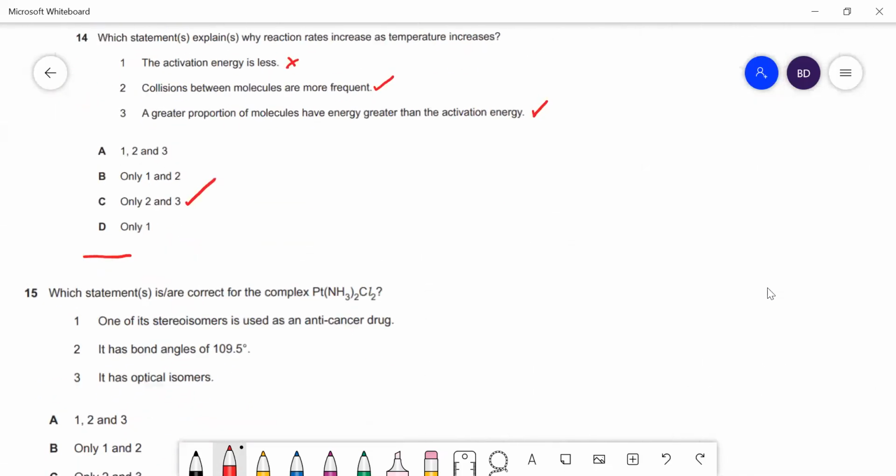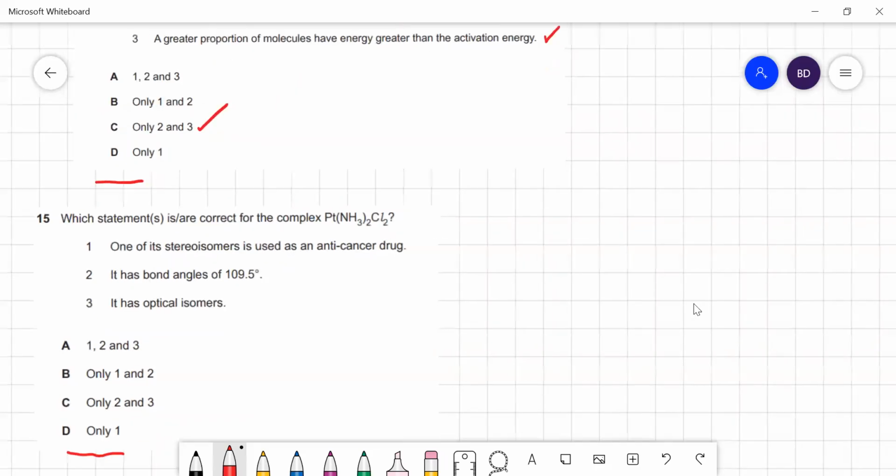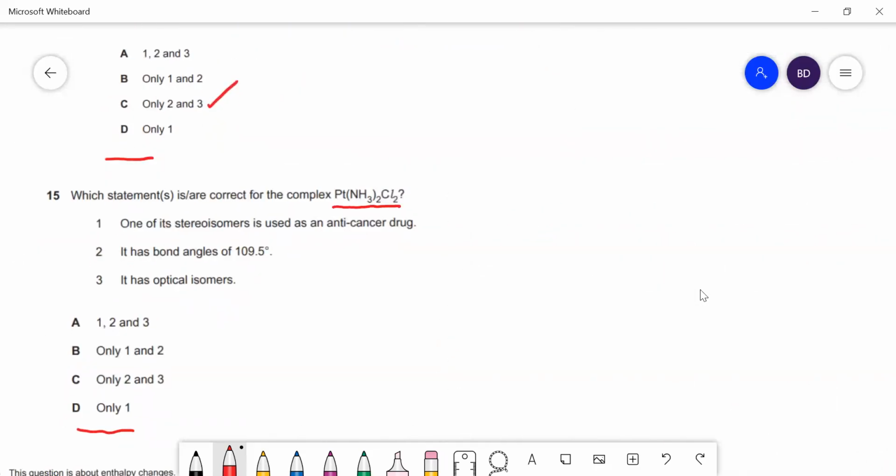Okay, this is a bit of recall, really. This one, this is cisplatin, isn't it? This complex is cisplatin. One of its stereoisomers is used as an anti-cancer drug. It's the cis one. And just to remind you, I'll just draw it. The cis means that the 2 chlorines are next to each other and the 2 ammonia ligands are next to each other. The shape you should know is square planar, so that is not right. The bond angles are going to be 90, and it doesn't have optical isomers, it has geometric isomers. So the answer is just 1, D.